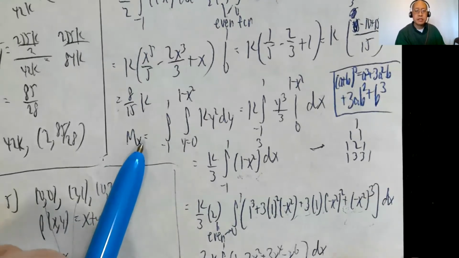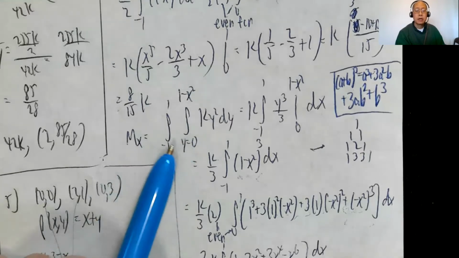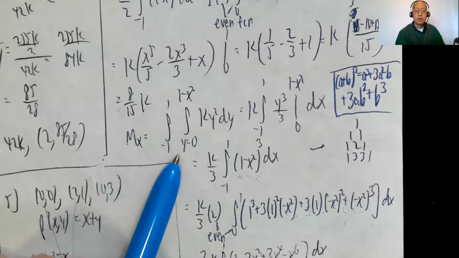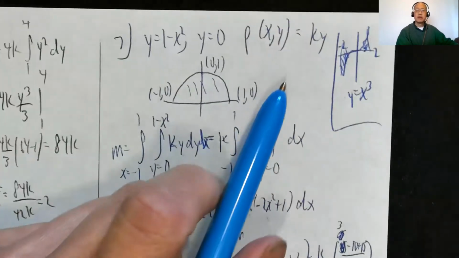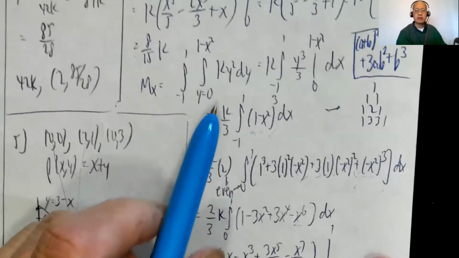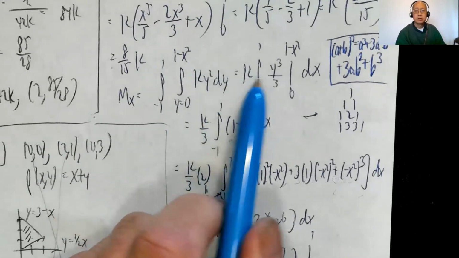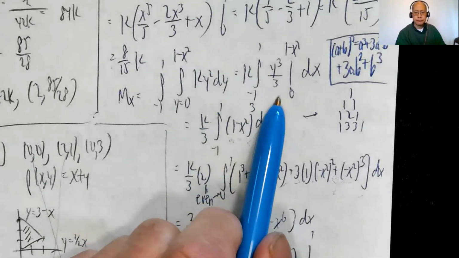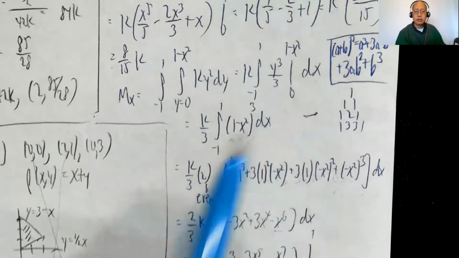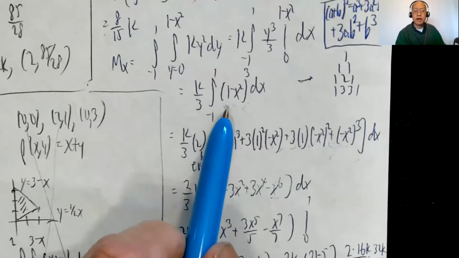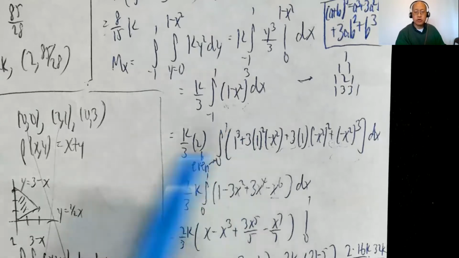All right, m sub x. So integral from -1 to 1, and y goes from 0 to 1 minus x squared. The original was ky. I have to multiply by an extra y, so ky squared dy. So that's y cubed over 3. Plug in 0, you get 0. Plug in 1 minus x squared. I got 1 minus x squared cubed.